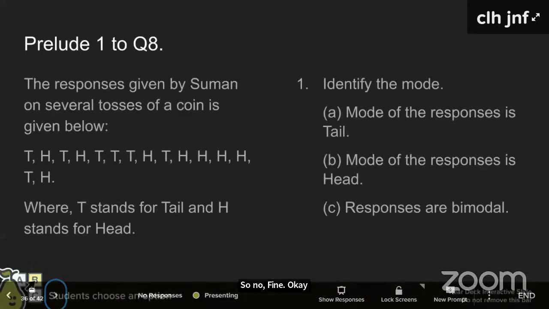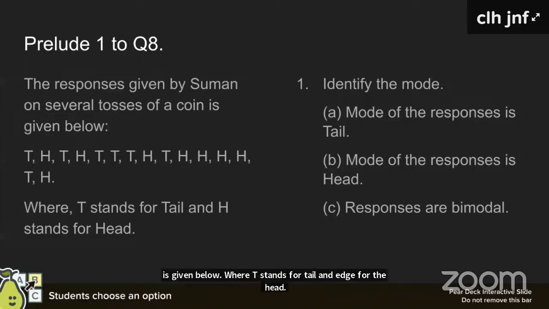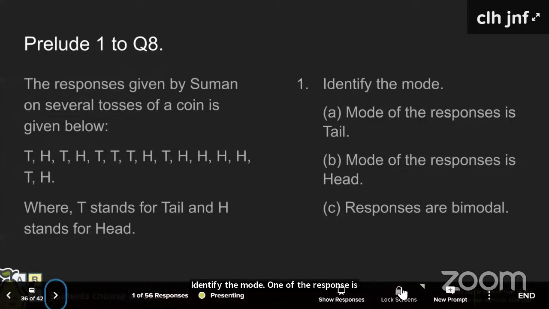So yeah, the responses given by Suman on several tosses of a coin are given below, where T stands for tail and H for head. Identify whether the mode of the response is tail, head, or bimodal.